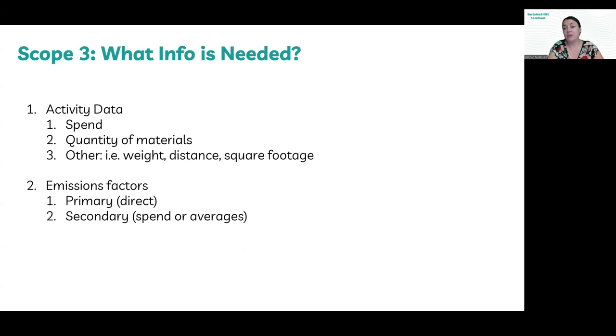Sometimes your product may have life cycle emissions available from a company, and so you're going to need the quantity of materials. Again, since scope 3 is such a broad umbrella, there may be other factors that you're going to base your calculations off of, for example, weight, distance traveled, or square footage if it's a facility of one of your suppliers. It depends on exactly what you want to calculate, and you're going to work backwards from there for your data source.